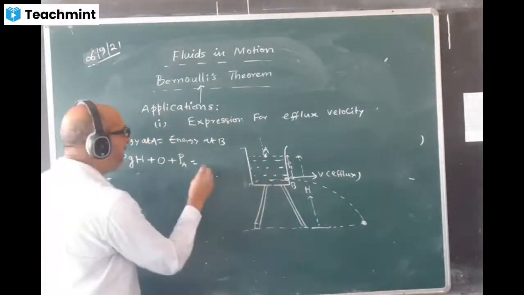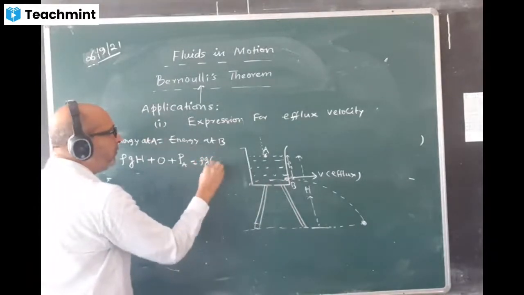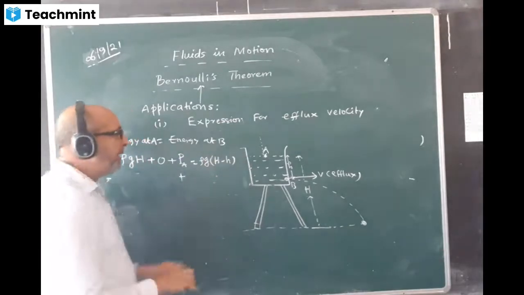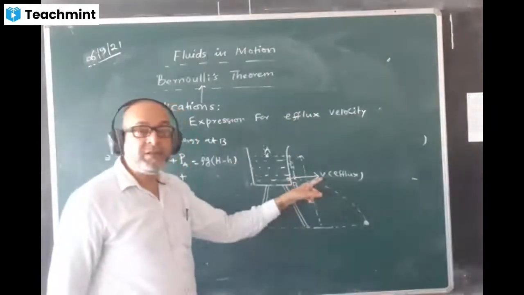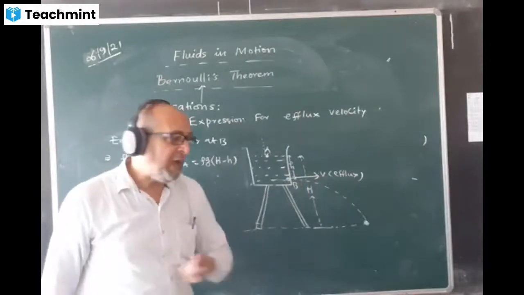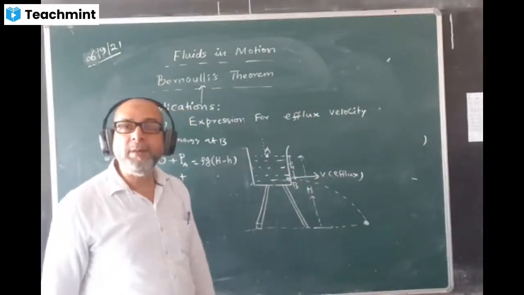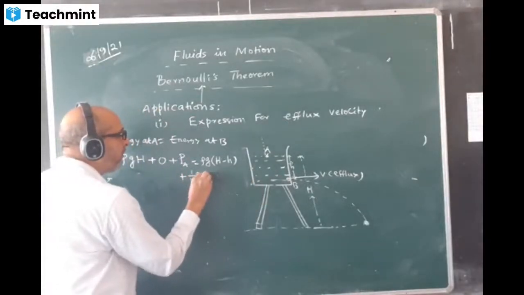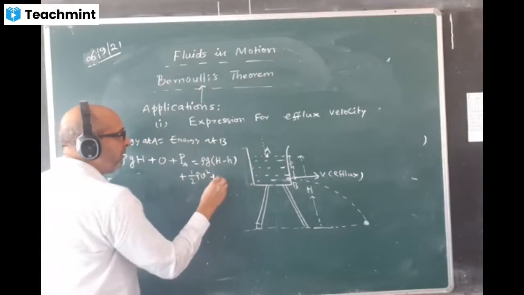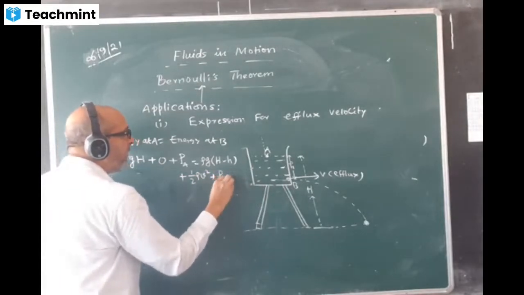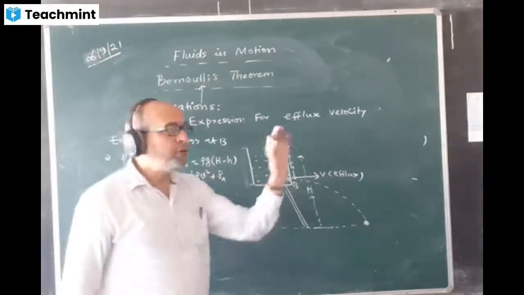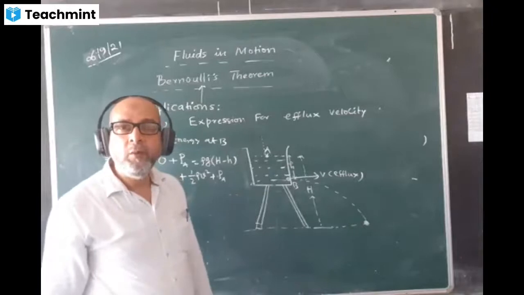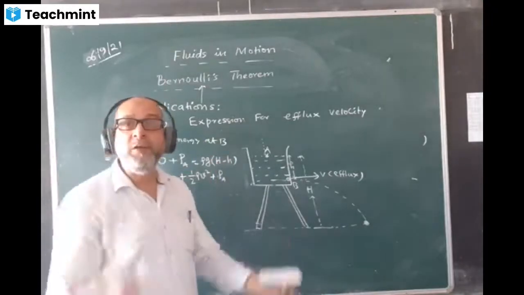Now for the point B, I write rho g. What is the height of point B? Capital H minus small h, plus kinetic energy. Through the hole, the efflux velocity is quite high, with high velocity the liquid comes out. So the kinetic energy at this point is half rho V square, plus pressure energy, only PA, because the hole is exposed to air. Anything exposed to air will have only atmospheric pressure.